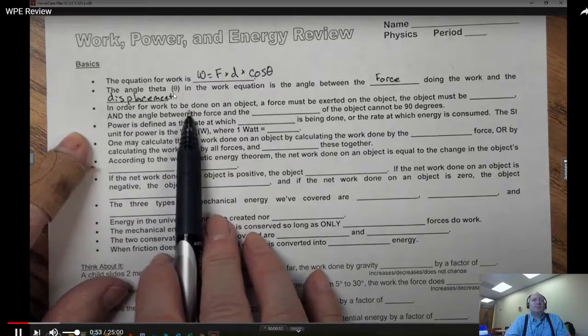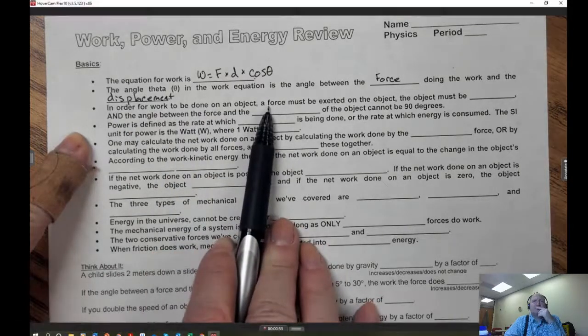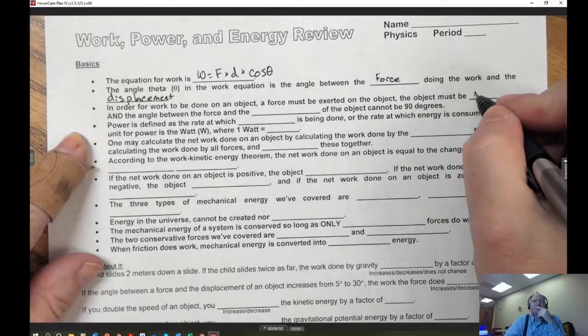Work to be done on an object. A force must be exerted, and the object must be moved.